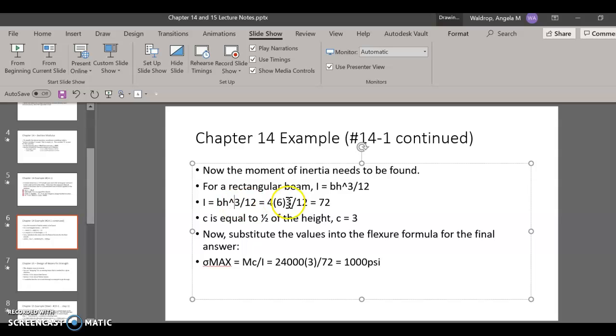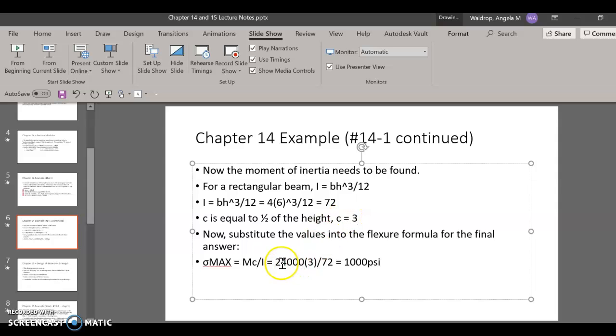Okay, if we go ahead and calculate that out, we'll see that we put our numbers in. It's a 4 by 6 beam. So 4 by 6, base times the height cubed divided by 12, and we have 72. In this case, our height is 6, so that means our C value is going to be half of 6, which is 3. We go ahead and substitute those values in.